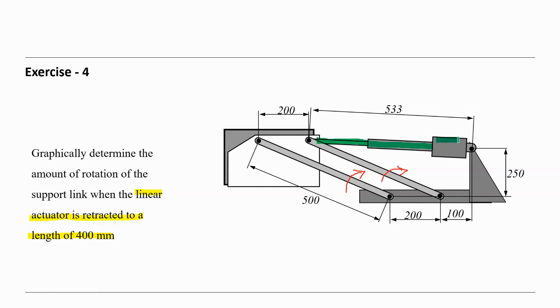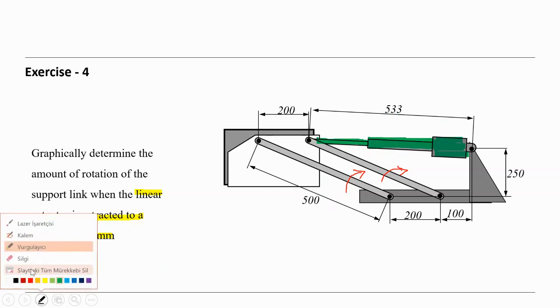So this green one, linear actuator. I guess the tandem telescopic cylinder. So the length for the time being, or for this instance, is 533, and we have to reduce that to the length 400.